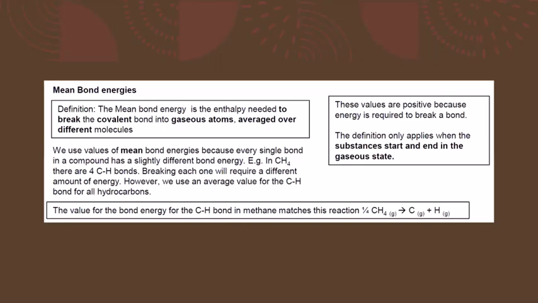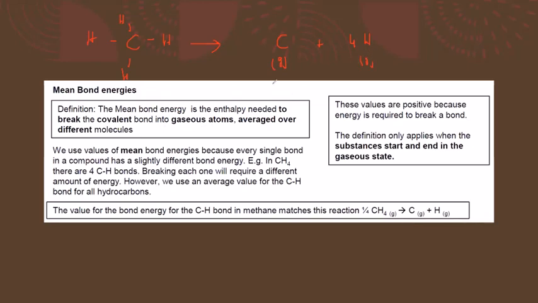So what are bond energies? Basically, the definition of the bond energy, or the mean bond energy first. The mean bond energy is the enthalpy change needed to break a covalent bond into gaseous atoms, averaged over different molecules. For example, if we have methane, which is CH4, how much energy is required to break these bonds and produce carbon and hydrogen atoms, but in a gaseous state?